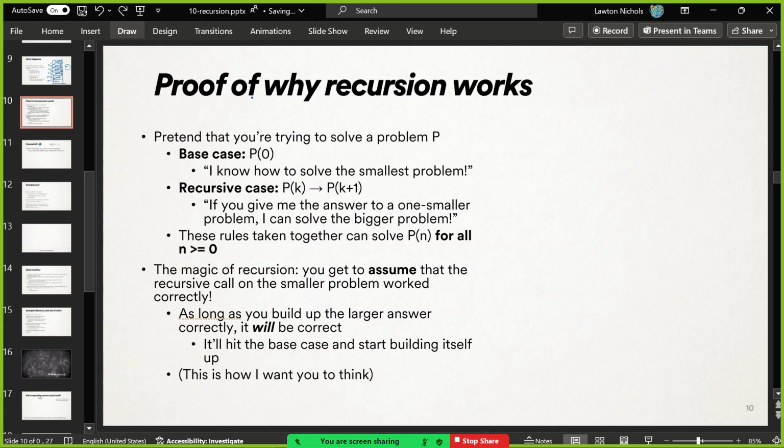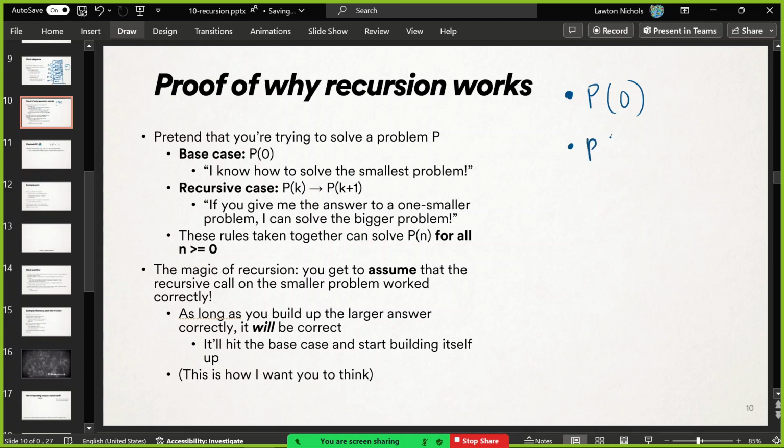And when we implement the solution recursively, we give a base case and a recursive case, and here's essentially what they're doing. A base case is shouting out to the world saying, I know how to solve P at some very small input. I know how to solve P of 0. I know how to solve the smallest problem. All right? And the recursive case is saying, assuming you give me a solution to a size k problem, I can build for you the answer to a size k plus 1 problem. So you give me a one smaller answer, I can give you the solution to the next bigger problem.